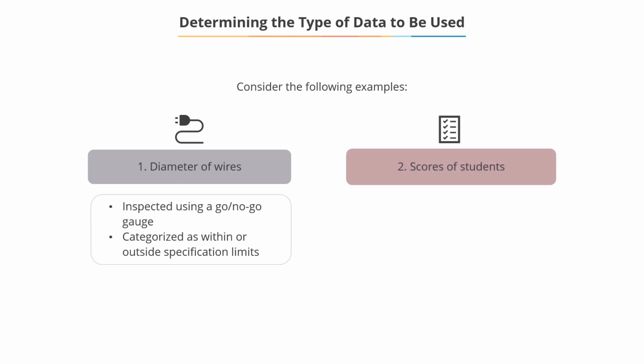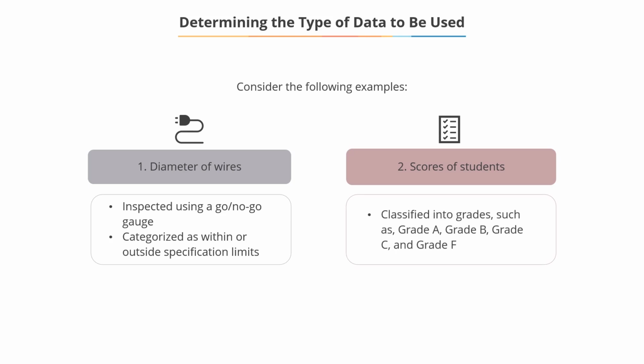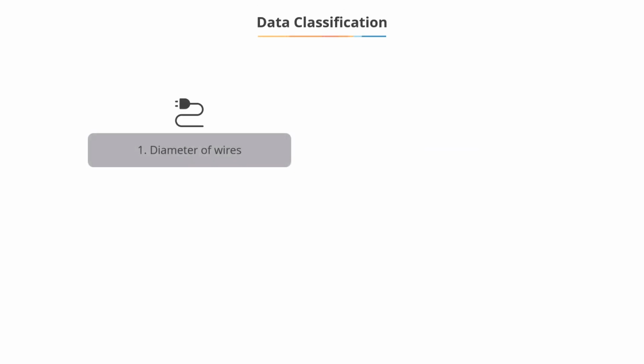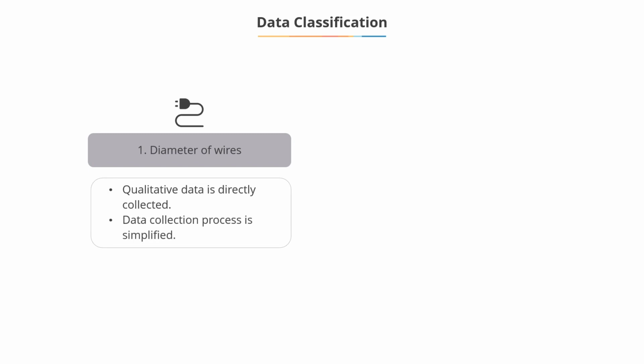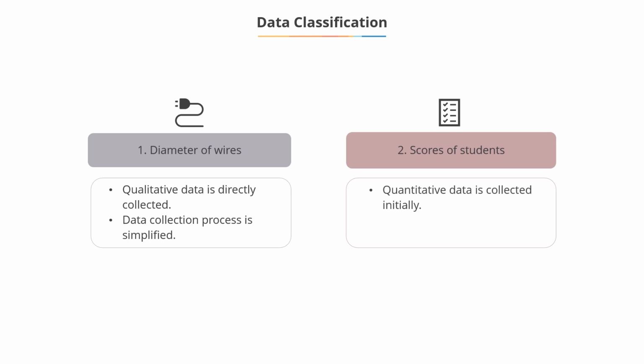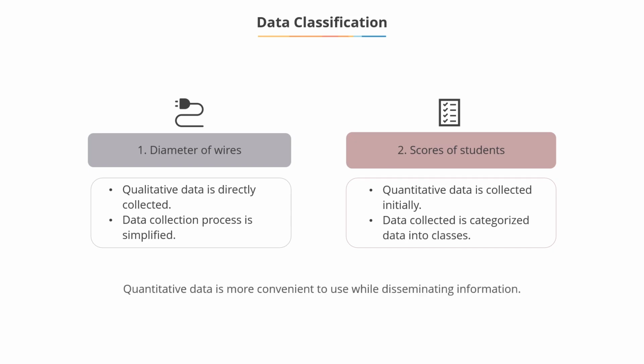Scores of students. The scores of students may be used to classify them into several grades such as Grade A, Grade B, Grade C, and Grade F. In the first case, qualitative data is directly collected although the characteristic is amenable to quantification. This is mainly to simplify the process of data collection. In the second case, however, quantitative data is initially collected, and this data is then categorized into classes that are specified qualitatively. Quantitative data is sometimes more convenient for information dissemination.